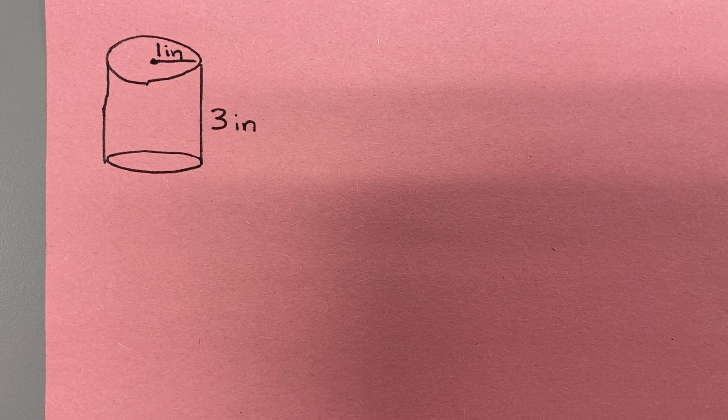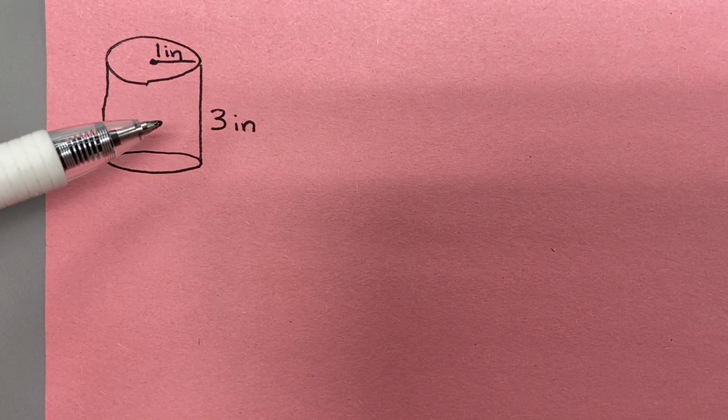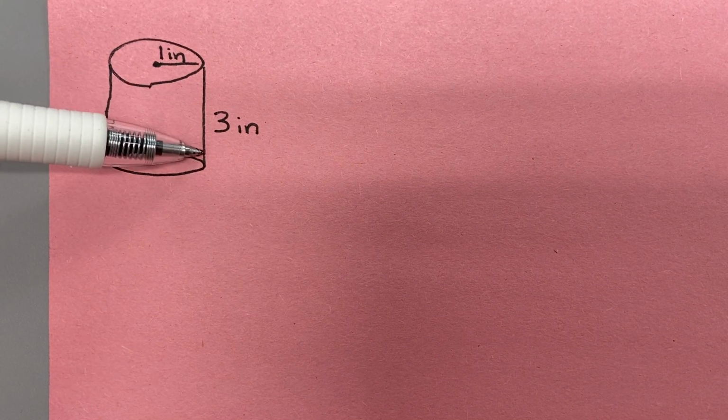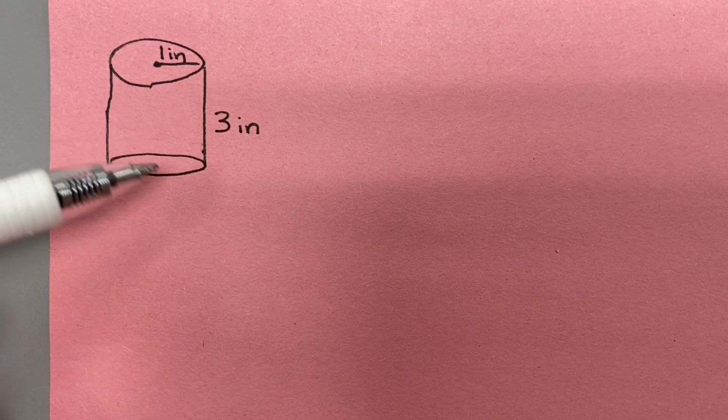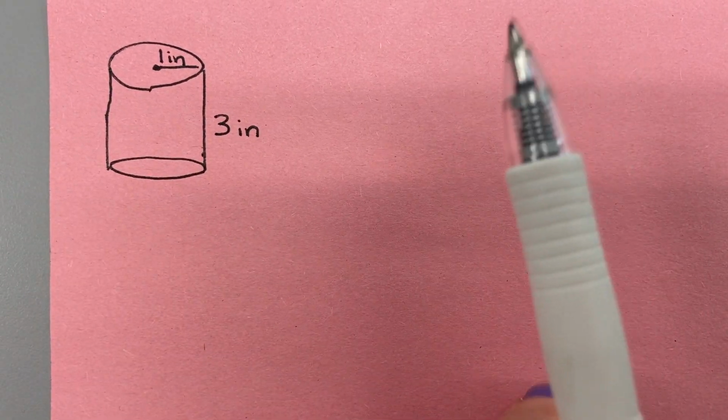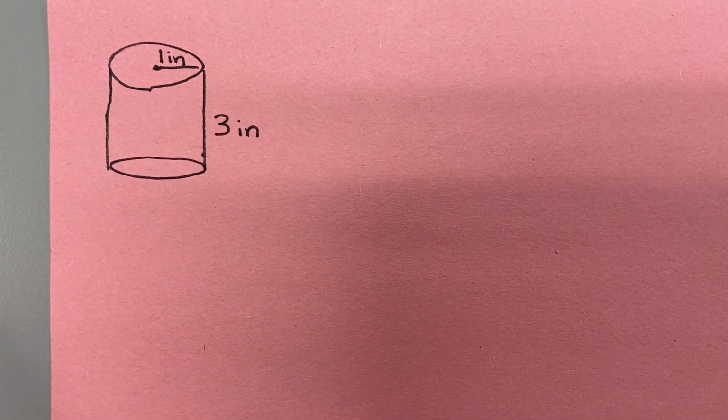Hello, students. Today I want to talk about the net of a cylinder, because when you do your campground project, you're going to have to make a trash can for your campground. And the trash can is going to be in the shape of a cylinder with certain dimensions. So for today, I'm just using a 3-inch height and a 1-inch radius. I want to talk about how we would make a net of this so that we could cut it out and create it and make it 3D.